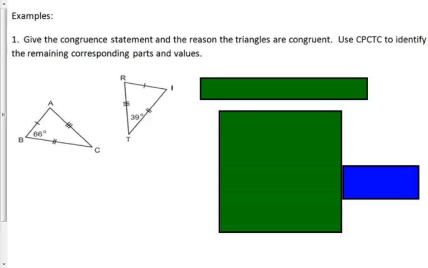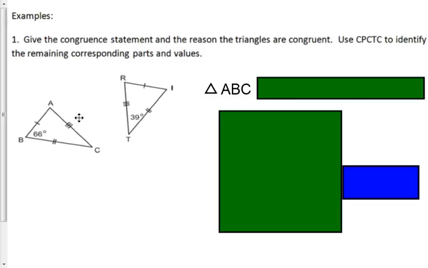So let's go over some examples of how this looks or how it'll work. Give the congruence statement and the reason that the triangles are congruent. Use corresponding parts of congruent triangles being congruent, CPCTC, to identify the remaining corresponding parts and values. So if we look at our two triangles here, we'll notice they each have one side with 1 tick mark here and here, one with 2 here and here, and one with 3. So we need to make sure again that we'll match up all of our pieces.